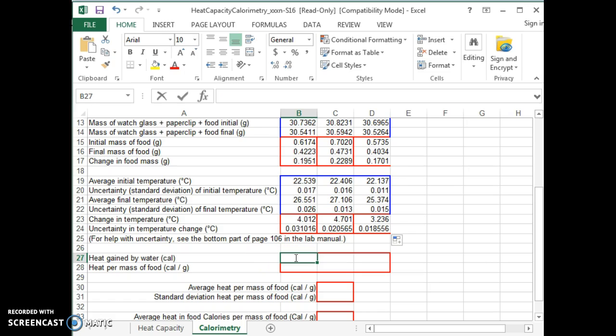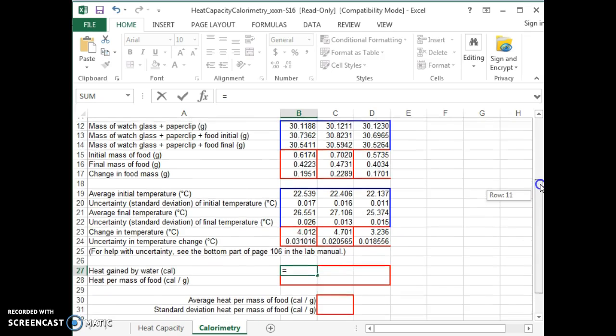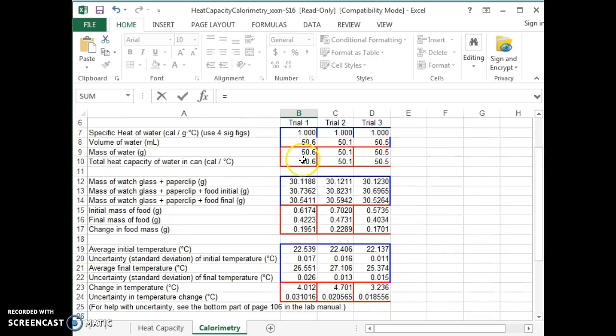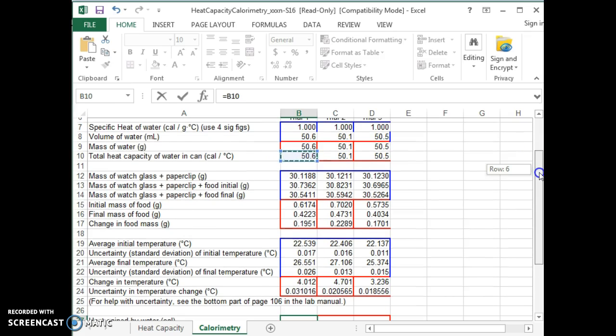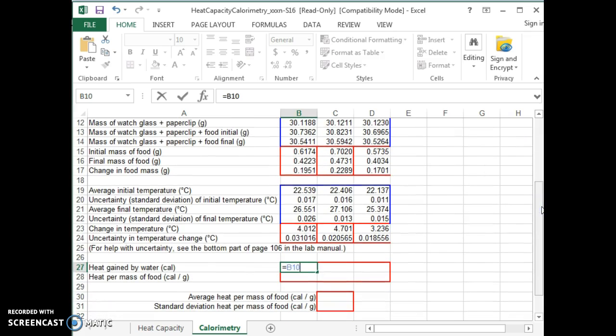So this is going to equal, you're going to go up to the heat capacity and grab it, so that's B10, and then you're going to multiply, so asterisk, times the change in temperature, which is B23. Hit enter, and then you can highlight, go to the bottom right, left click, drag.